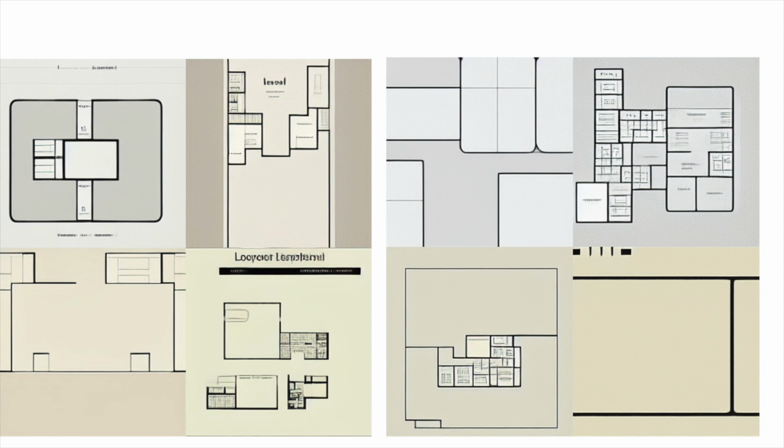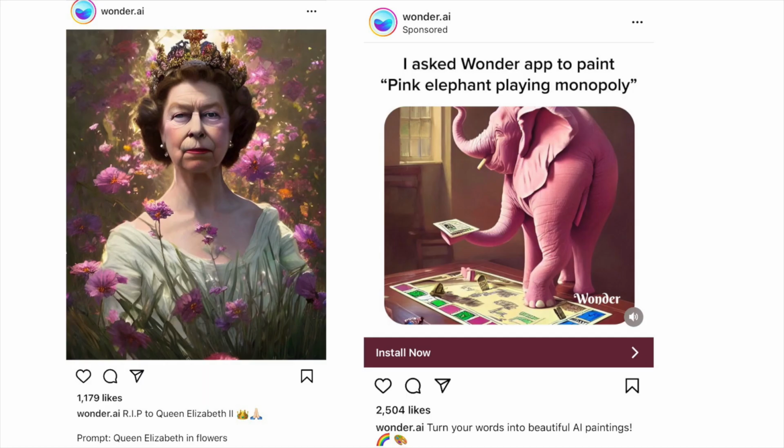You can actually create various kinds of plans, layouts. And now there are so many interesting things out there. There are tools like Wonder AI, which allow you to create this kind of portrait of the Queen when she passed away. And I asked the Wonder app to paint a pink elephant playing Monopoly, and this is what you get from the image. So it's not just the one tool, Midjourney, that I'm talking about. There are so many tools out there. This is what was on my sponsored post this morning, so I thought of adding that to the presentation.